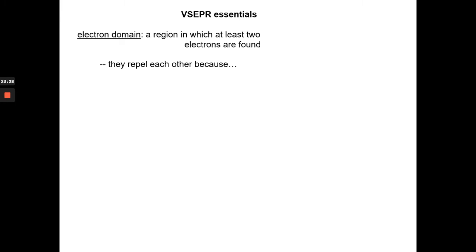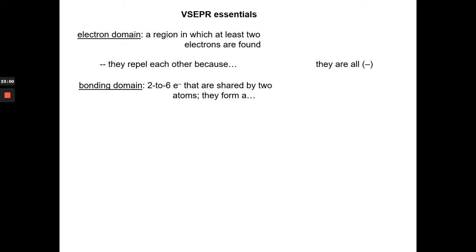Let's kind of just take it back and make sure we understand. Electron domain is any region in space where electrons are found. Now, we know electrons repel each other because they have a negative charge. If they're in the electron domain, they could be bonding electrons, and that could be a single bond containing 2 electrons, a double bond containing 4 electrons, or a triple bond containing 6. And these would all be covalent bonds. That's one type of electron domain.